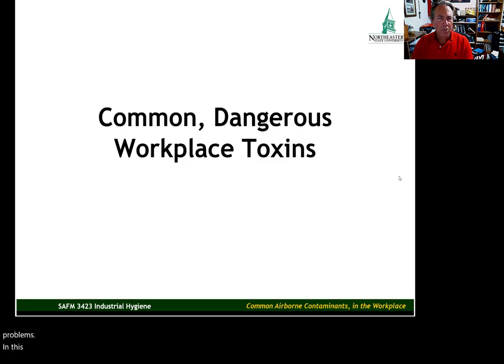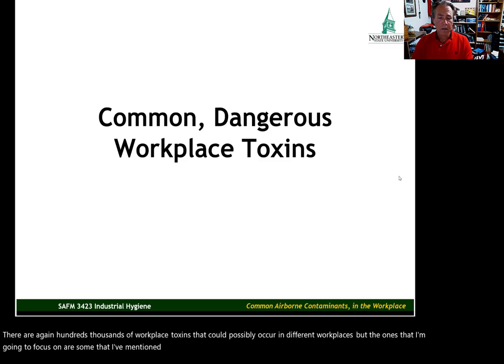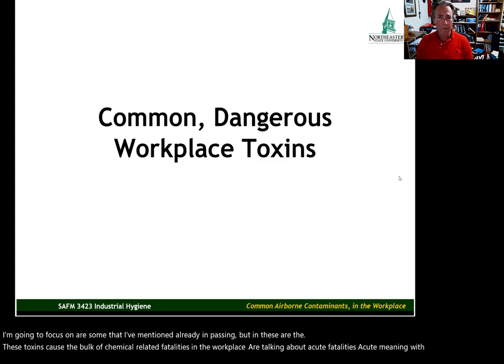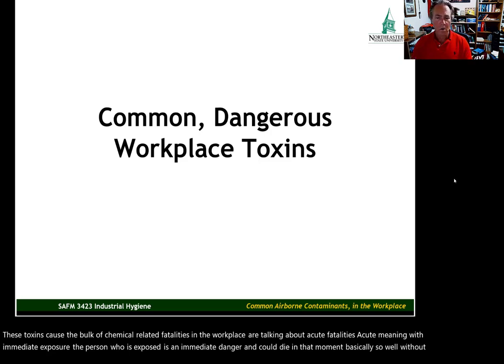In this video, I want to share with you some information about what I consider the most common, the most dangerous workplace toxins. Now, there are, again, hundreds, thousands of workplace toxins that could possibly occur in different workplaces, but the ones that I'm going to focus on are some that I've mentioned already in passing. These toxins cause the bulk of chemical-related fatalities in the workplace. We're talking about acute fatalities. Acute meaning with immediate exposure, the person who is exposed is in immediate danger and could die in that moment, basically. So, without further ado, let's go ahead and get started.